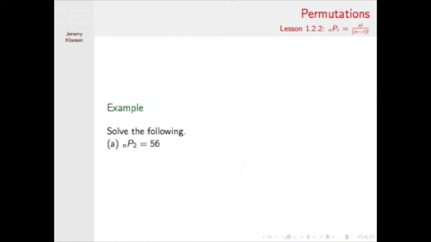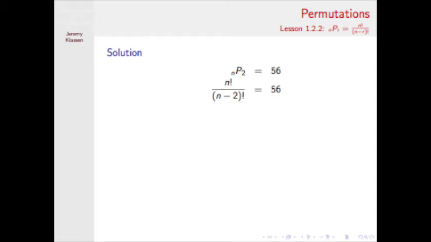Now let's take a look at a problem that's strictly algebraic in nature. nP2, or n permute 2, is equal to 56. And so our job here is to solve this equation and figure out what the value of n is. Okay, so to solve this, we begin with the initial equation that we're trying to solve, nP2 equals 56. And then we're going to write the permutation notation in terms of the factorials so that it's in a form that we can work with algebraically. So we get n factorial over (n minus 2) factorial equals 56.